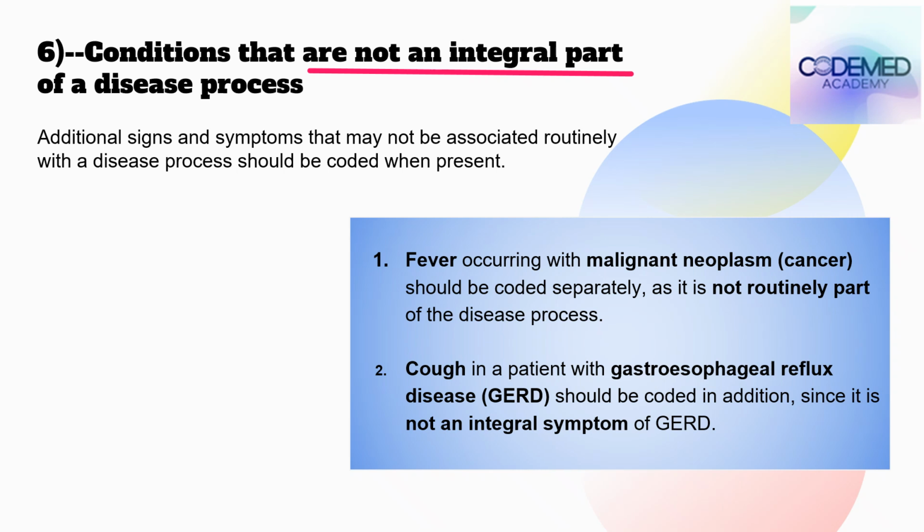Point number 6, pay attention, conditions that are not an integral part of the disease process. Additional signs and symptoms that may not be routinely associated with the disease process should be coded when present. So for example, fever occurring in malignant neoplasm. We need to code that separately as it is not routinely part of the disease process. Or cough in a patient with gastroesophageal reflux, which is normally called GERD, should be coded in addition since it is not an integral symptom of GERD.